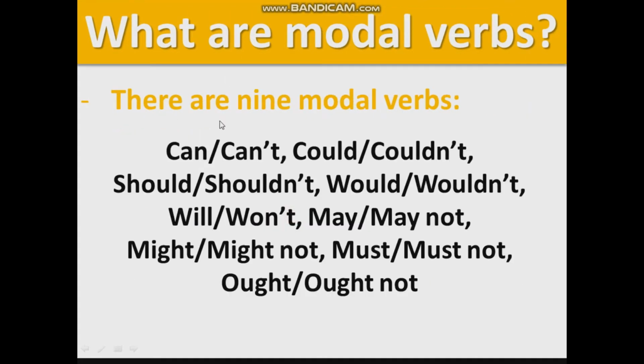There are 9 modal verbs in the English language. Yes, they and their negatives include can, can't, could, couldn't, should, shouldn't, would, wouldn't, will, won't, may, may not, might, might not, must, must not, ought, and ought not. These are the 9 modal verbs.